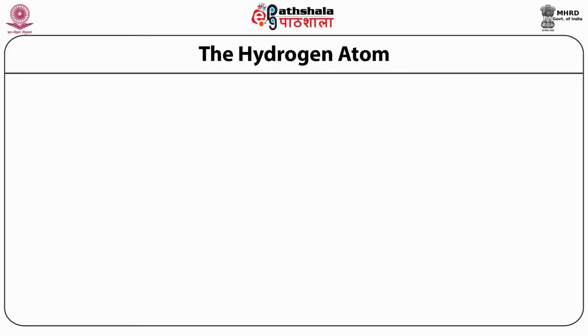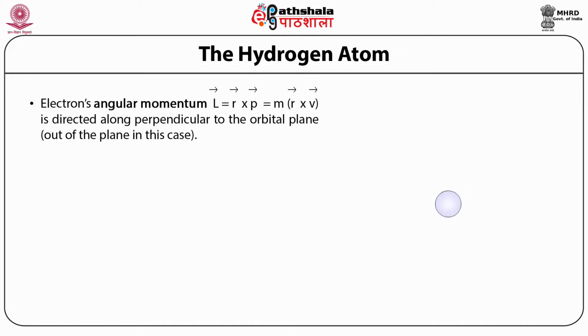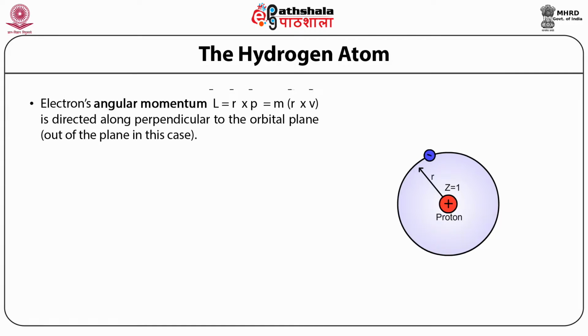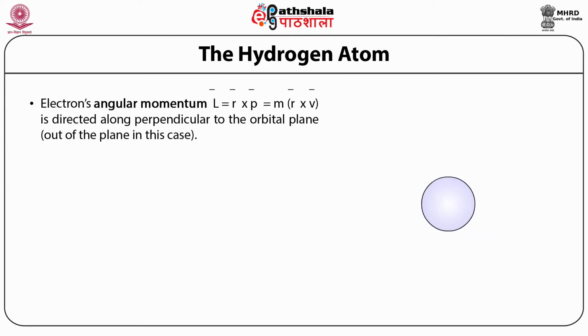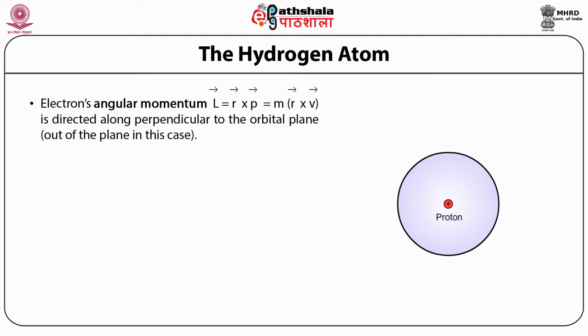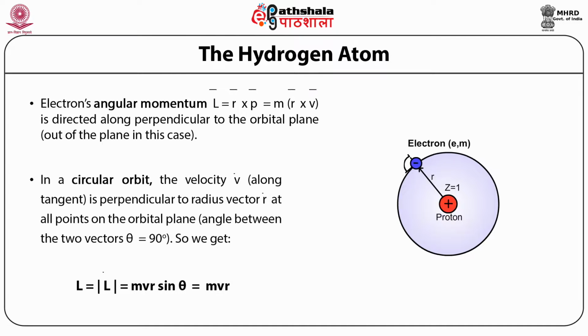Now, it's a known fact that the electron's angular momentum in an atom is the cross product of two vectors, that is the radius vector and the momentum vector. So L is equal to r cross p, which is equal to m times r cross v. V is also a vector, the velocity vector, and as clearly shown in the picture, in the case of a circular atom, the vector v is perpendicular to the vector r.